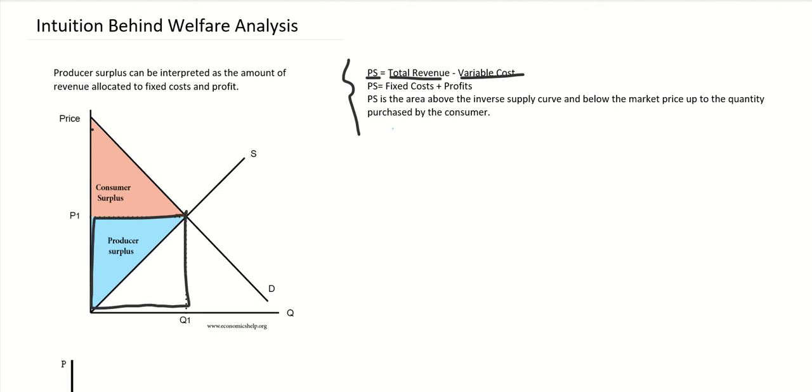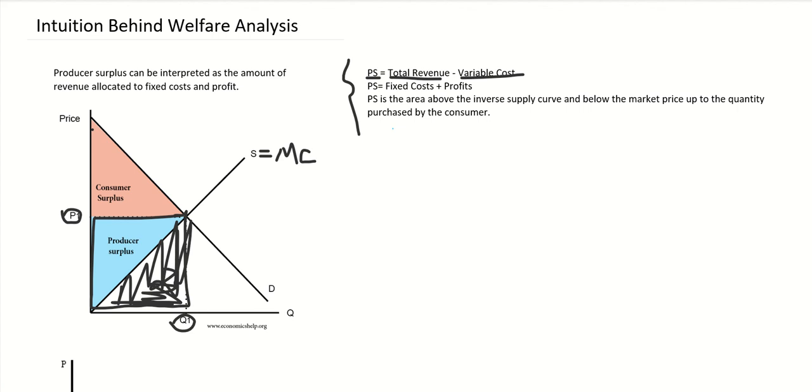rectangle outlined by the black line, because it's basically the price times the quantity, which is the total revenue, minus the variable costs. I would like to remind you that the supply curve is actually the same as the marginal cost curve, because it represents how much it will cost for the firm to produce an extra unit of output. So the variable cost will simply just be the triangle underlying the supply curve, which is a shaded area.